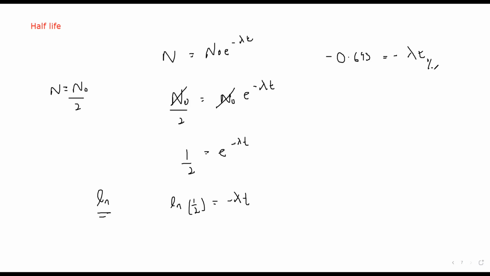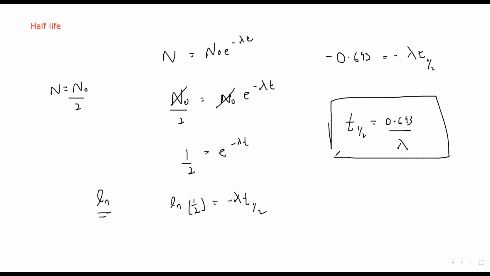But this t is not the normal t. This is the half-life, the time taken by half of the radioactive atoms to disintegrate. So when I solve this, the half-life T half equals 0.693 divided by lambda. So it means if any element has a higher value of decay constant, it will have a short half-life. If it has a smaller value of decay constant, it will have a greater half-life. Is it clear? The half-life is the time taken by half of the radioactive sample to disintegrate or decay.